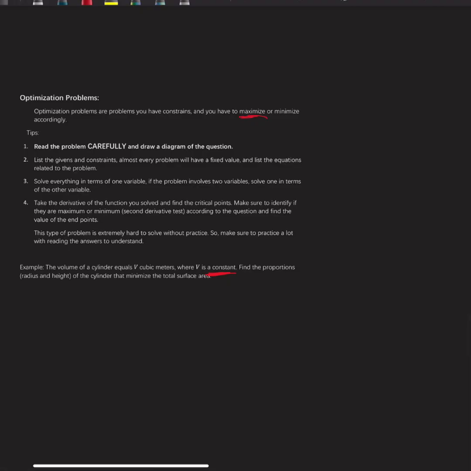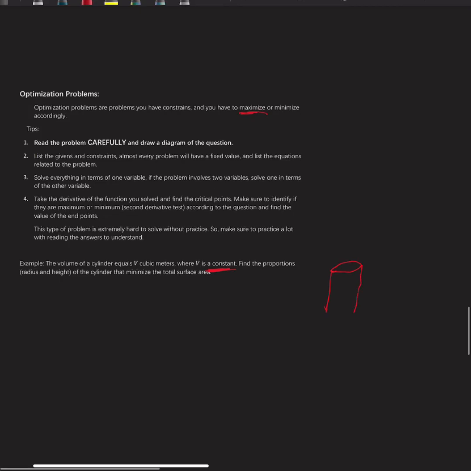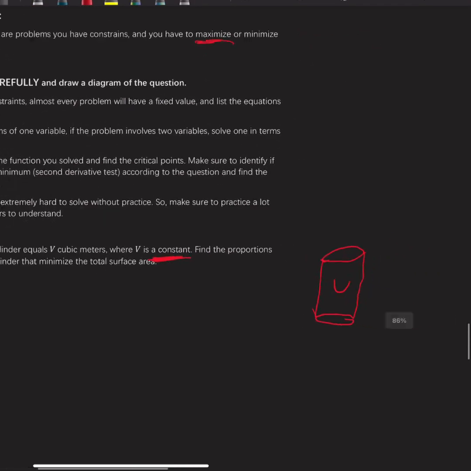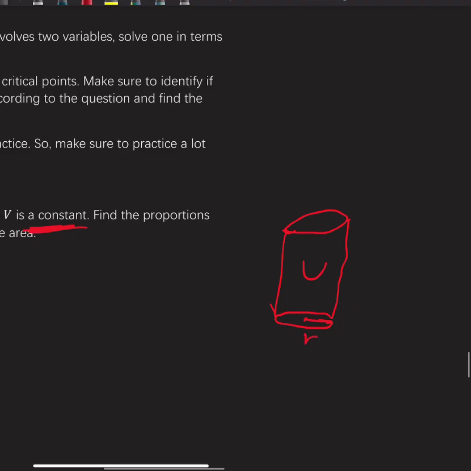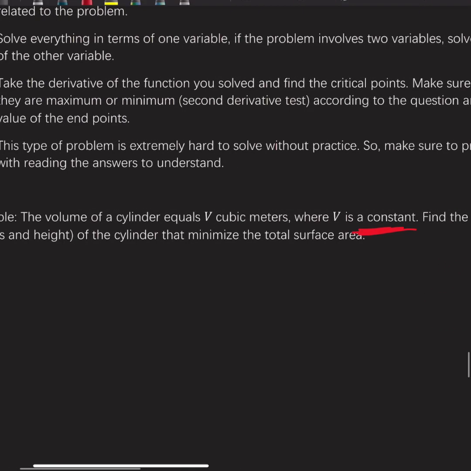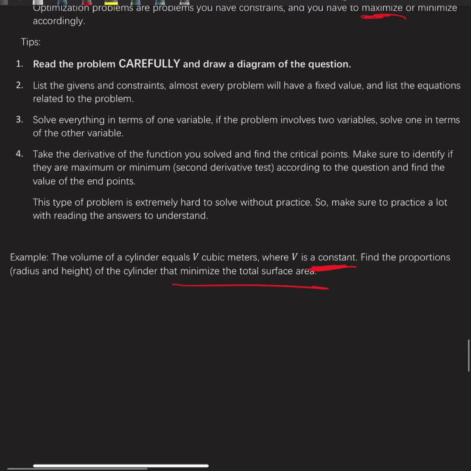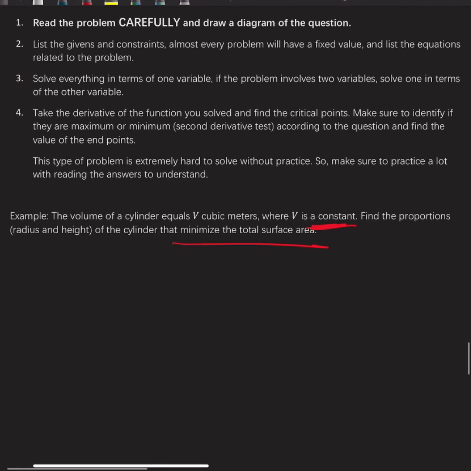So let's say we have a cylinder here that has a total volume V, and we need to find the radius and height such that it has the minimum surface area. So let's list the equations relevant to this. It says the volume must be equal to V.